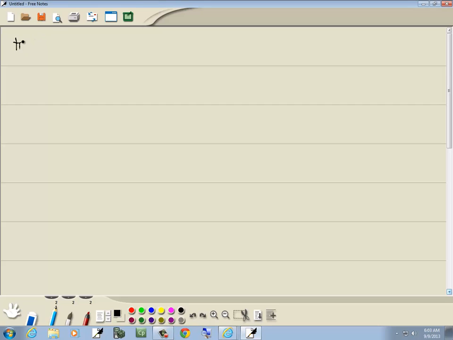Let's take a look at number 21. We've got f of x is equal to 2x squared minus 3 at the point (2, 5), and we want to find the slope of the graph, the slope of the tangent line. Well, we need to find our derivative.